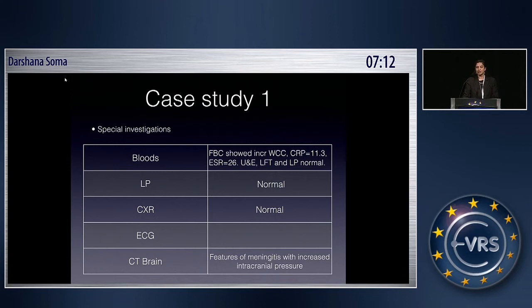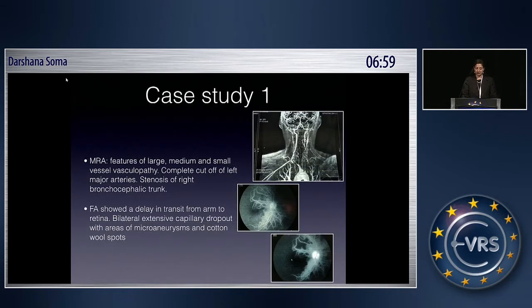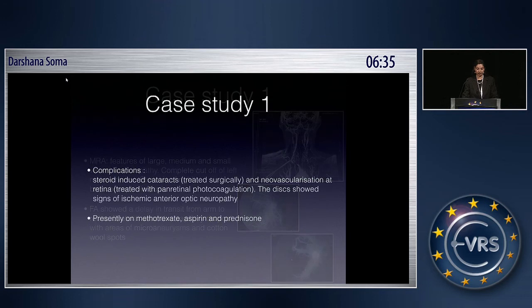The lumbar puncture wasn't exactly normal because it showed an increase in intracranial pressure as well as an increase in CSF glucose levels. The chest X-ray was normal. The CT brain showed features of meningitis with increased intracranial pressure. The MRA showed features of large and medium-sized vessel vasculopathy with complete cutoff of the left major arteries and also stenosis of the right brachiocephalic trunk. The fluorescein angiogram showed a delay in transit from arm to retina. There was bilateral extensive capillary dropout with areas of microaneurysms and cottonwool spots.